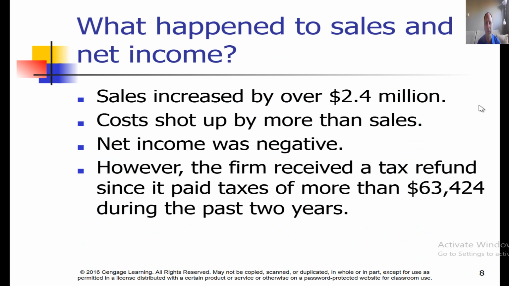In summary, we could say sales increased by over $2.4 million, but costs shot up more than sales, so net income was negative, and the firm received a tax refund, again, of $63,000 due to the carry forward provisions of the tax code.